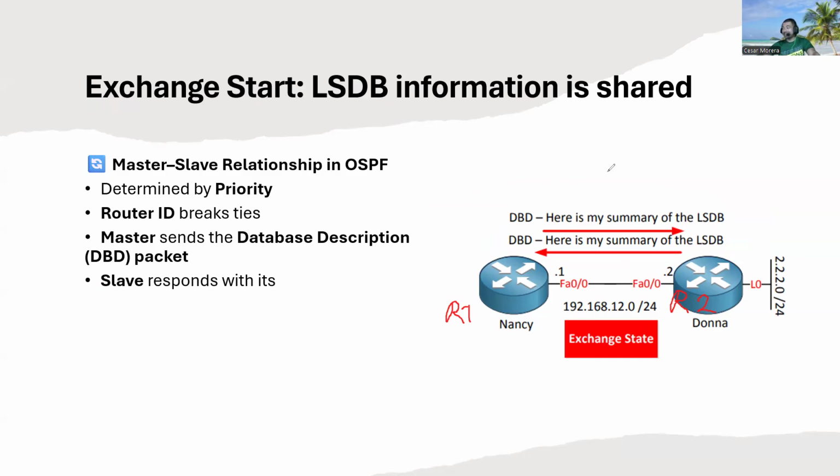We have the DBDs exchanged, database descriptions. They are being exchanged at this moment. And here is a summary of the LSDB. The other router replies, here is my summary of the LSDB. They are basically starting to share databases. The master-slave relationship in OSPF: they determine the priority, the router ID breaks the tie, the master sends a database description DBD packet, and the slave responds with its own database description, or the summary of the LSDB. That's basically when we are having the exchange process.